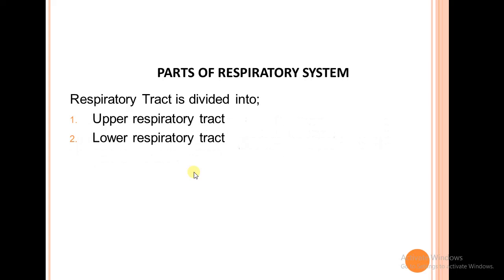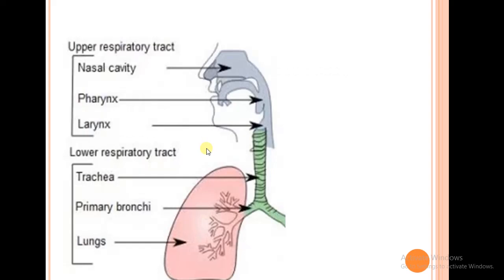Now coming to the anatomy of the respiratory system. The respiratory tract or the respiratory system is divided into two main parts or two portions: the upper respiratory tract and the lower respiratory tract. First, we are going to learn about the upper respiratory tract. We are going to see what are the parts which are included in the upper respiratory tract, and then we are going to learn about the lower respiratory tract.